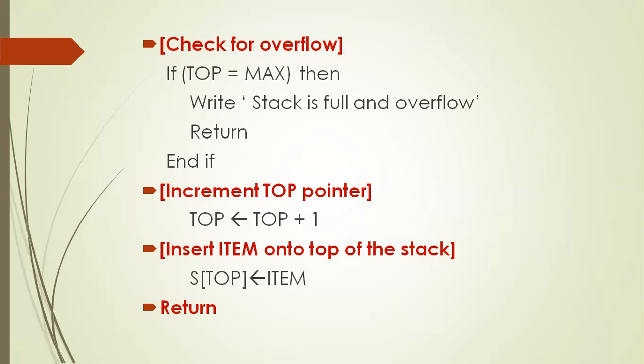Next. Top is 3 now. Max is 5. Go backward. 3 equal to 5 is false. Again increment top. So top becomes now 4. Then take another item called 40. Put it in the fourth place of S.